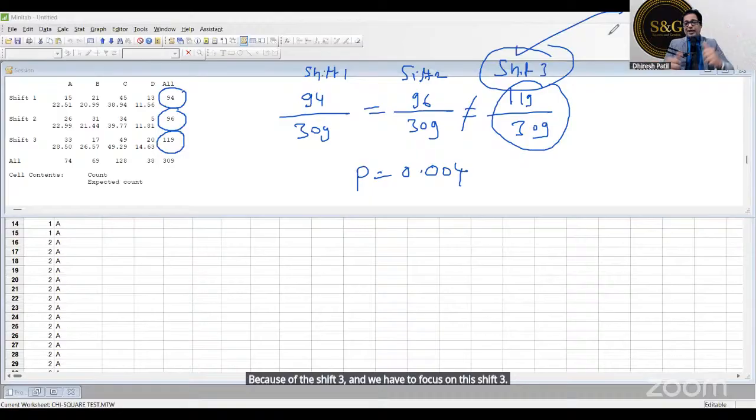Clear? Just give me a quick yes in the chat box. These are the proportion defects. Everybody with me?